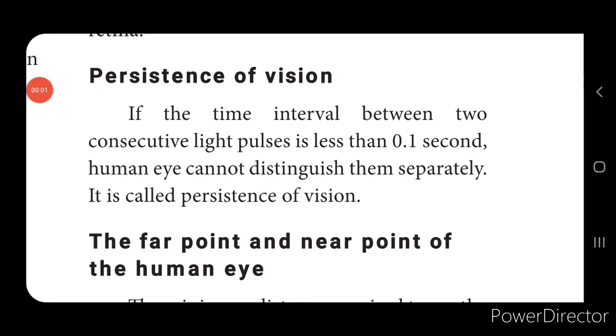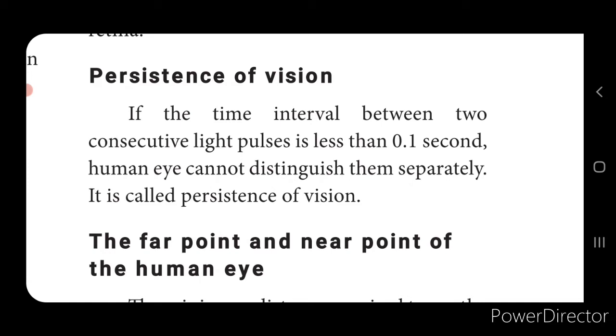The next is the persistence of vision. Now we said that the light enters into the eye, isn't it? Now it is not a single ray of light that enters into the eye, right? So there are too many rays, too many light pulses that enter into the eye. But the time interval between two consecutive pulses should be less than 0.1 seconds. Otherwise the eye will not be able to detect them separately. And this property is called the persistence of vision.